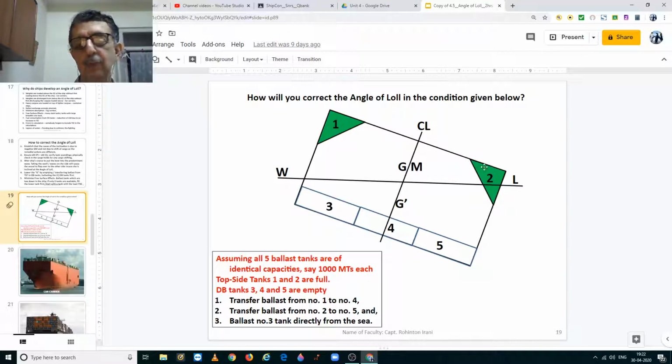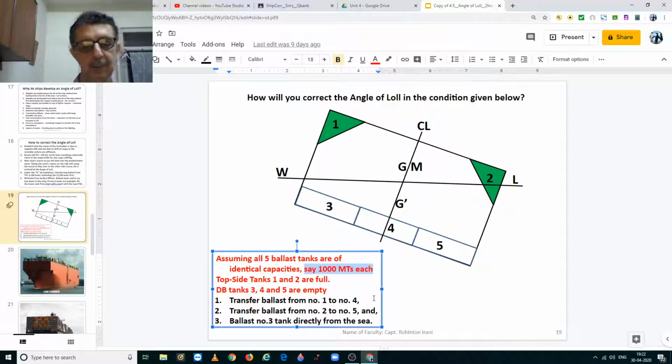Tanks 1 and 2 are topside tanks and they are full of ballast. And 3, 4, and 5 are empty. 3, 4, and 5 are in the double bottom. 4 is the center tank, 3 is the tank on the port side, and 5 is the double bottom tank on the starboard side. For the sake of simplicity, let us assume that all these 5 tanks are of equal capacity. So I have taken it to be, let us say, 1,000 metric tons each.